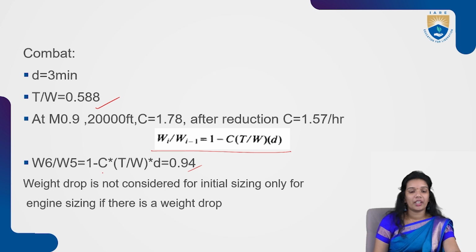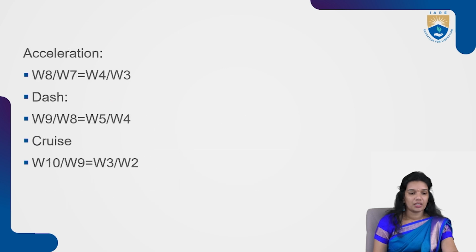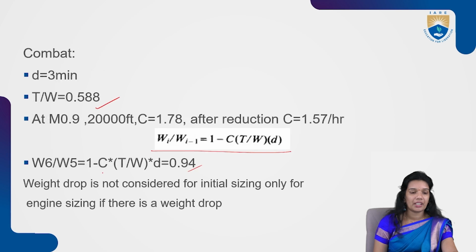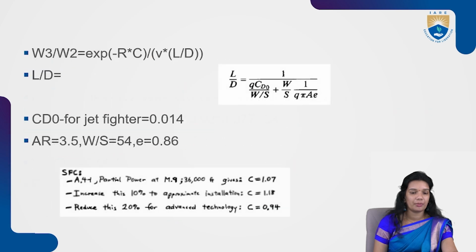Now this weight drop we are not going to consider. We have not considered it during our first model problems, right? So there is no weapon drop or no weapon release. So when you are trying to refine the sizing or when you are talking about the rubber engine sizing, only then we are going to consider this particular parameter or this particular segment too. The next is acceleration again. Acceleration again is similar. This acceleration, dash and cruise segments are going to be similar to the previous ones because we'll just see the mission profile.